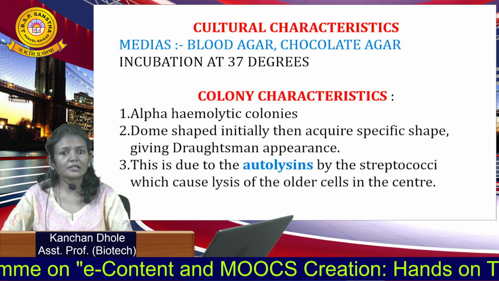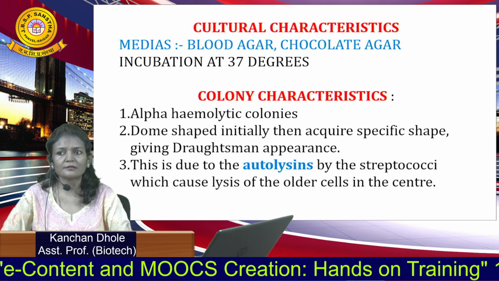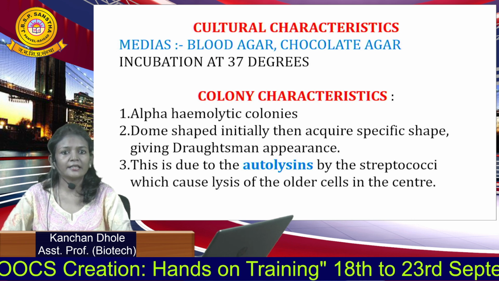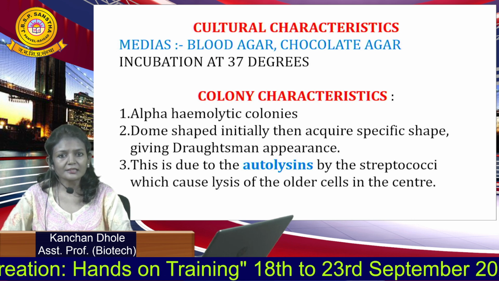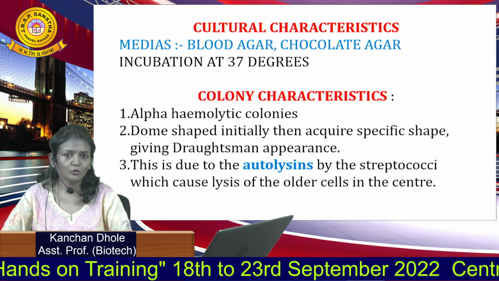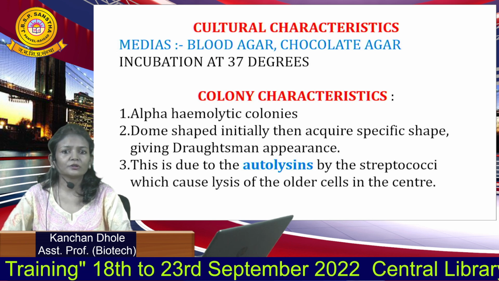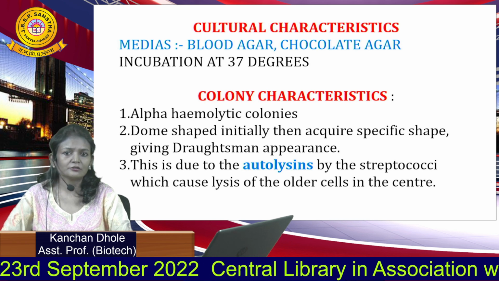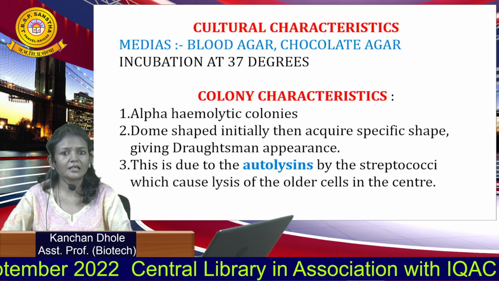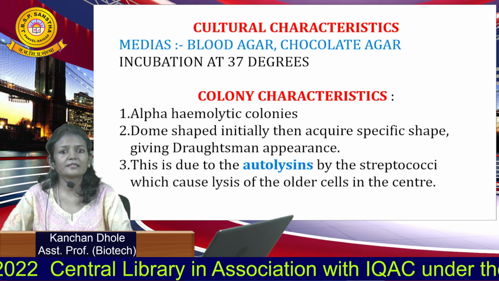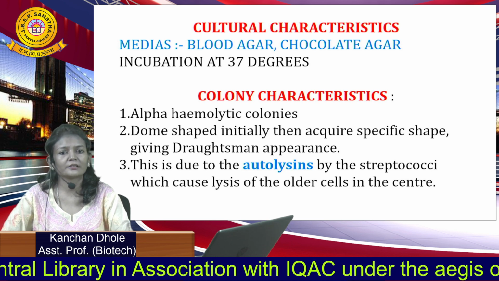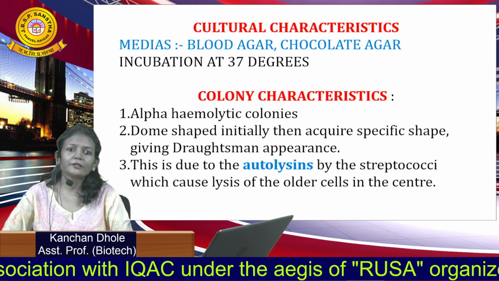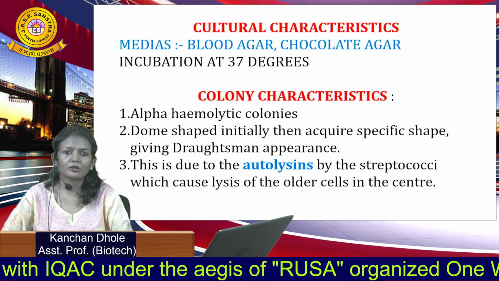Now, what are the cultural characteristics? This organism can be grown on artificial media in a laboratory. What are the basic media used for the growth of Streptococcus pneumoniae? They are blood agar and chocolate agar. And what is the incubation time? These organisms are streaked on these artificial media at 37 degrees Celsius and incubated in an incubator for further growth. After 24 hours, how do you find the colony characteristics?